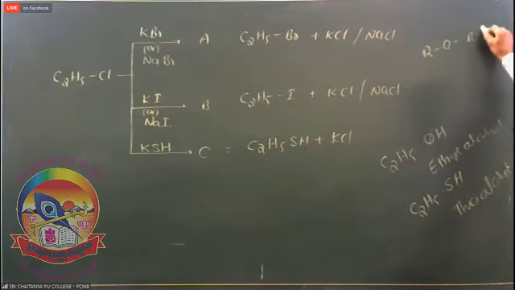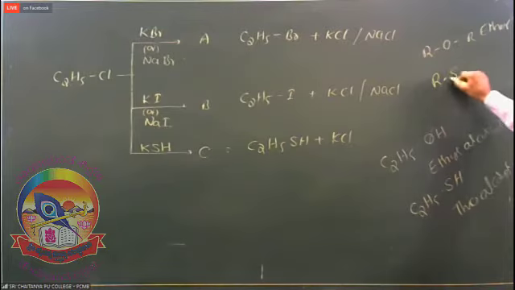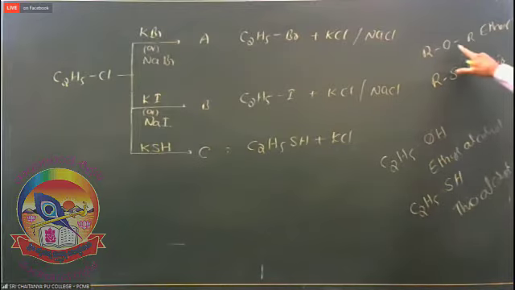ROR is ether. RSR is thioether. Thio means that instead of oxygen, if you use sulfur, it is called thioether.